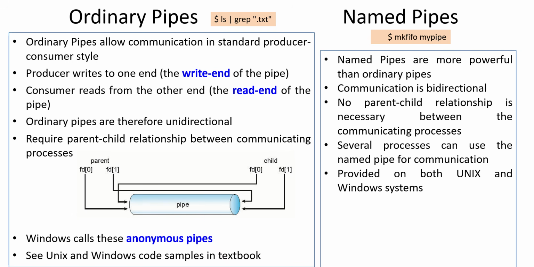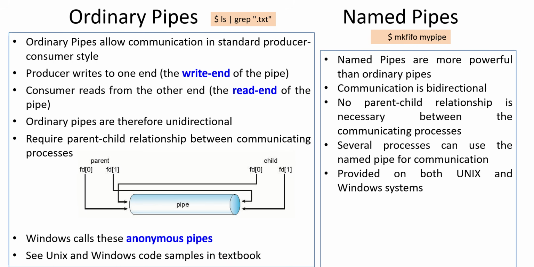Now let us look at the named pipe. Named pipes are more powerful than ordinary pipes. They can support bidirectional communication. Also, a parent-child relationship is not necessary. Several processes can use a named pipe for communication.